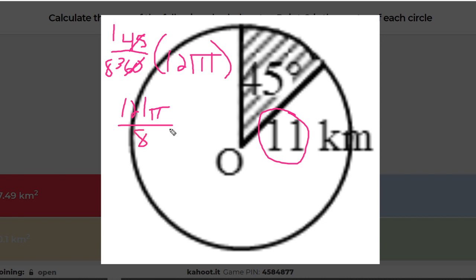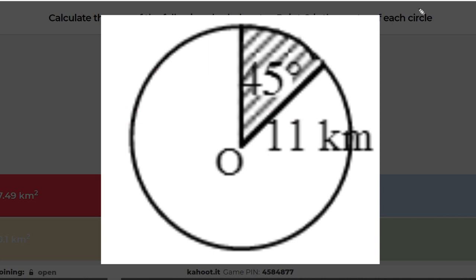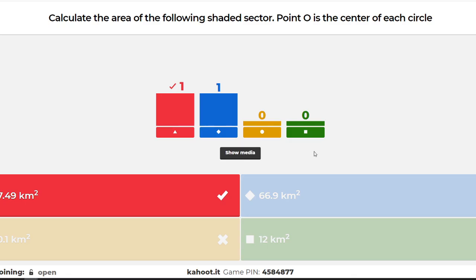If they wanted it exact, that's where it would stay. But since it looks like they want it rounded, we're going to have to put that into the calculator, which only one person had time to do. Let's see that calculator.